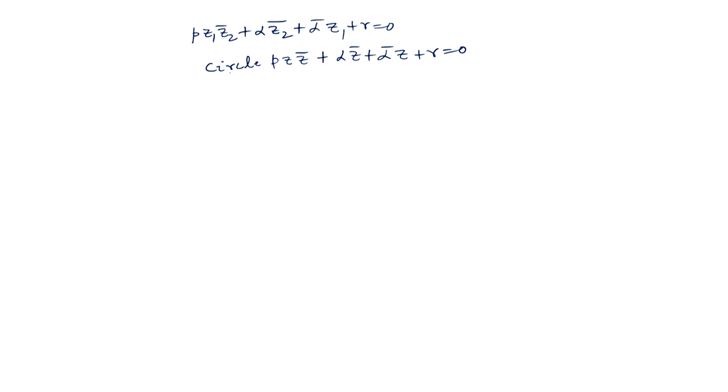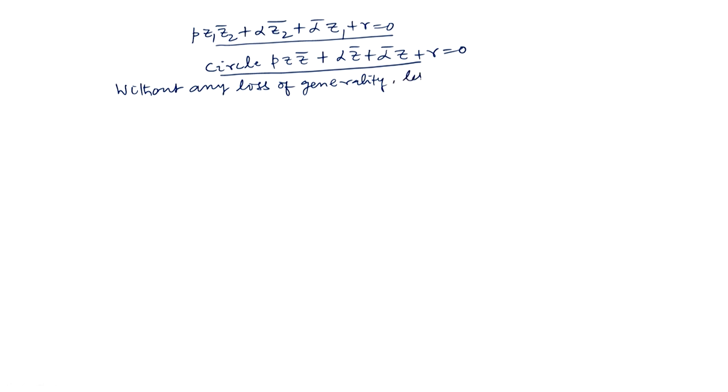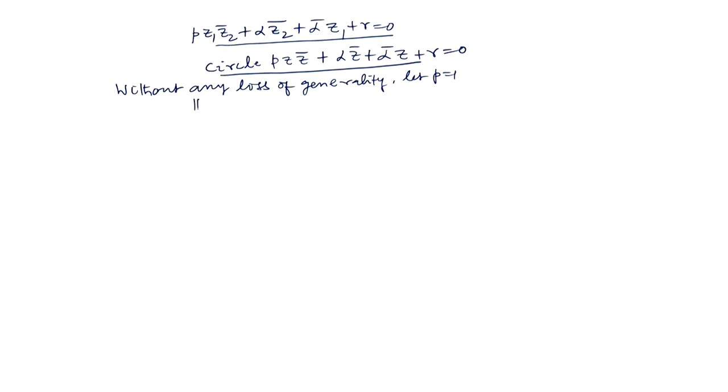So we have to prove that for this circle, if z1 and z2 are inverse points, then this condition holds. Now, without any loss of generality, we can assume that p equal to 1, because if p is not equal to 1, we can divide this equation by p and make the coefficient of z z bar equal to 1. So let us take p equal to 1.